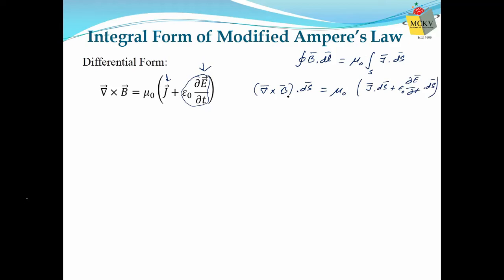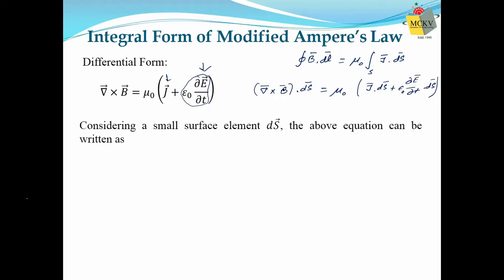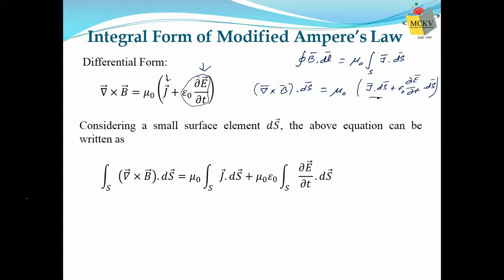Then integrate it over the surfaces. So if I integrate it, it will look like this: curl B dot dS over the surface S equals mu naught J dot dS over the surface S plus mu naught epsilon naught del E/del t dot dS over the surface S. You just integrate it over the surface S.